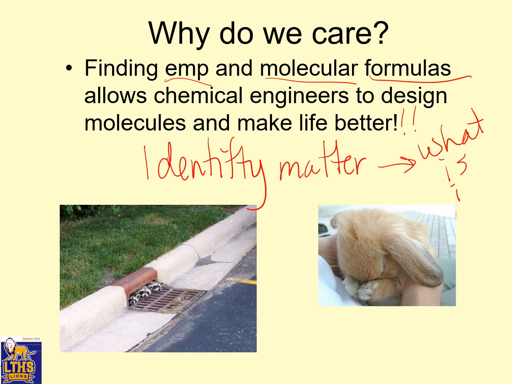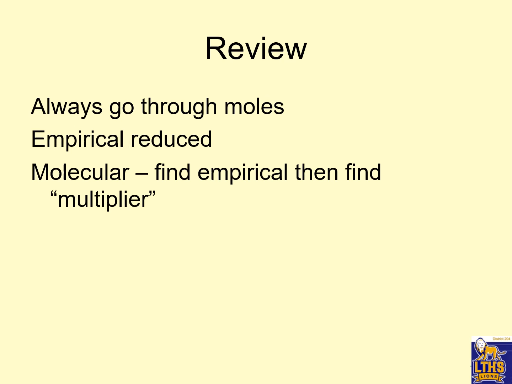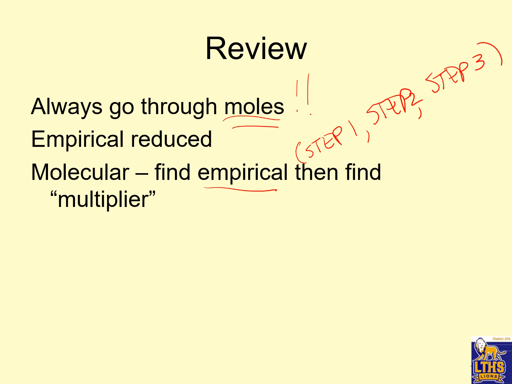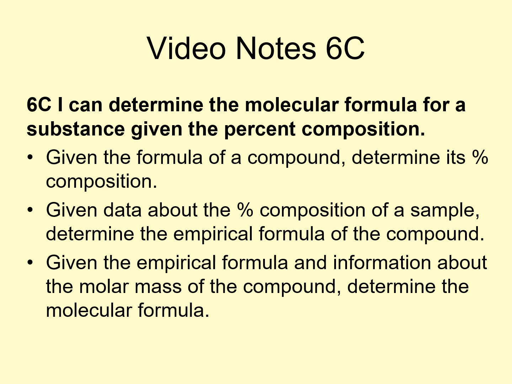Right? So to review, always go through moles. So that periodic table is going to be helpful. Empirical is a reduced formula. Molecular, find empirical with our step 1, step 2, step 3. All right. And then the multiplier is for molecular. Okay, so video note 6C. Can you determine molecular formula for a substance given the percent composition? We have to understand percent composition. We have to use percent composition to get empirical. We have to use empirical and molecular to figure out which formula is which.